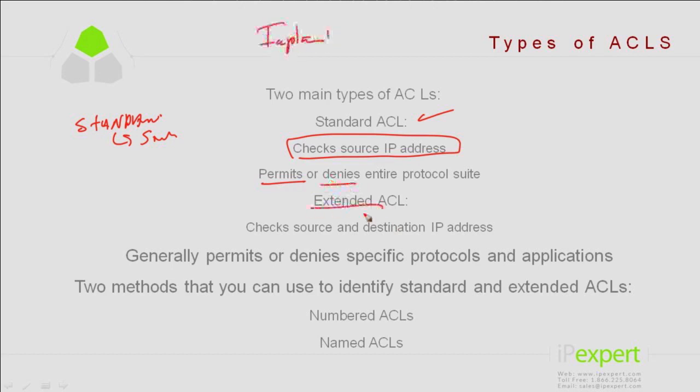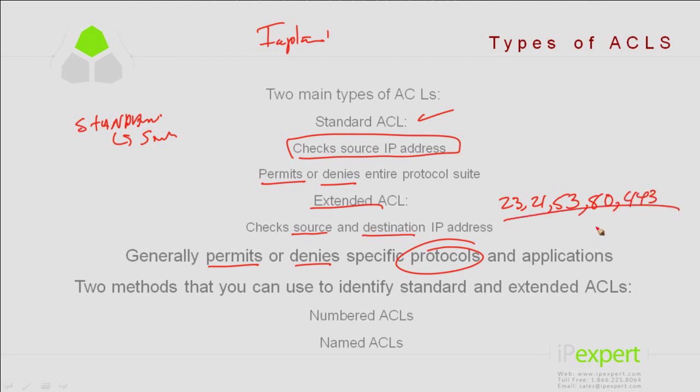An extended access list. Extended tells me that I have the capability of matching both on the source and the destination IP addresses. And generally we're going to use permits or denies, and we also have the capability of matching on specific protocols. Remember we talked about port 23, port 21, port 53, port 80, port 443. These are values that we can use an access list in the extended form to match on. So not only can we permit or deny on specific information associated with a source and destination IP address, we can also do it based on port numbers specific to protocols.